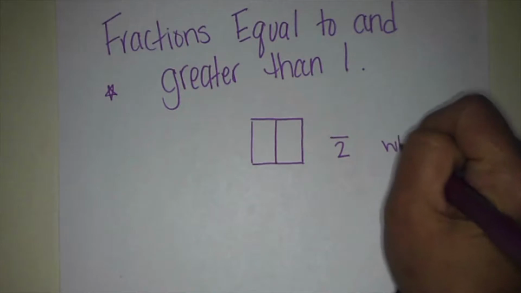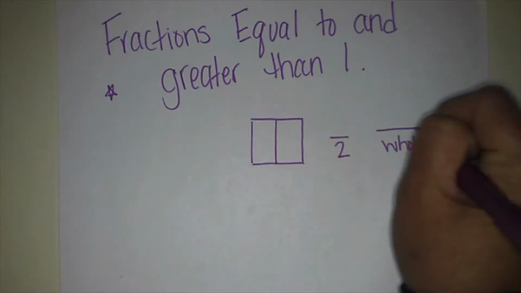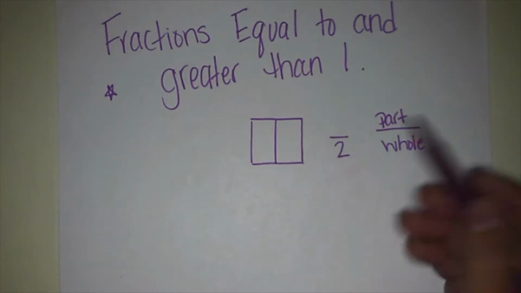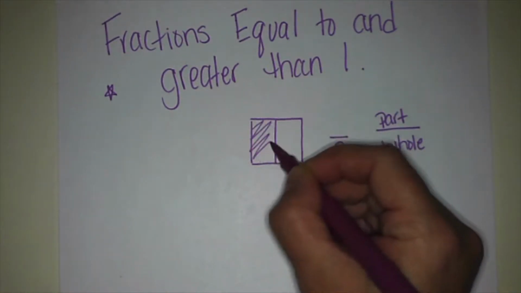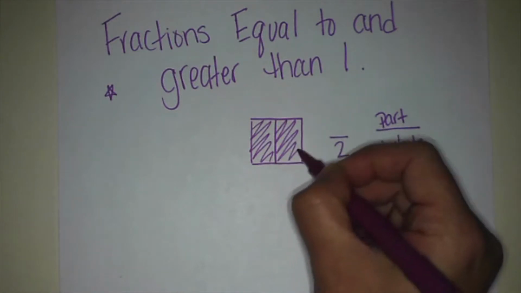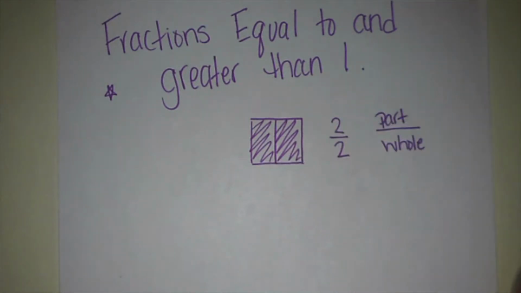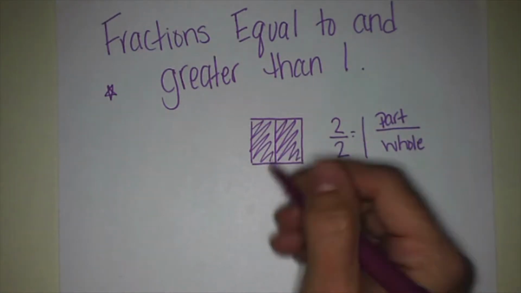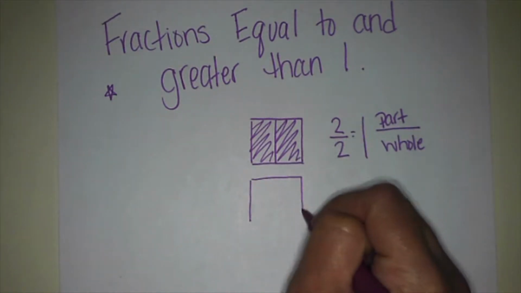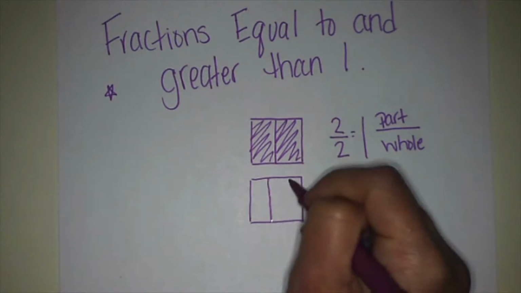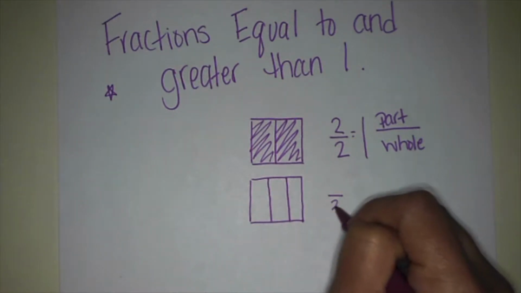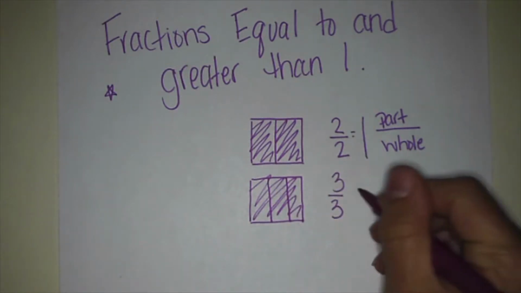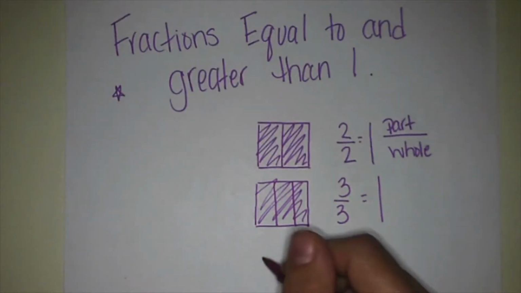A fraction is always part over whole. So the whole thing is 2 pieces. If I shade in both of those pieces, I have 2 shaded, and that is my whole. And I can do that for all numbers. If it's broken into 3 pieces and I shade in all 3, 3/3 is my whole.